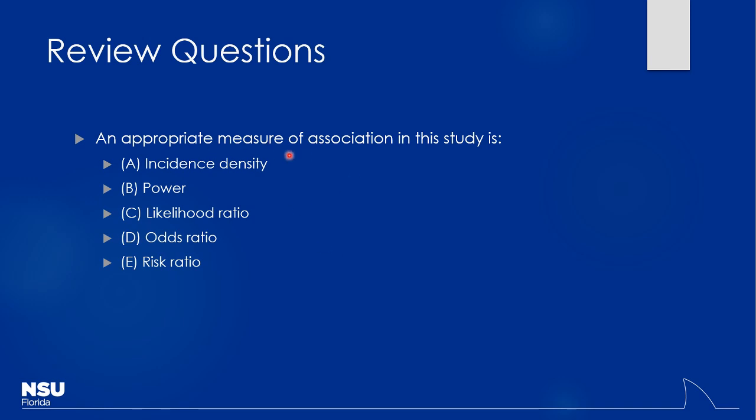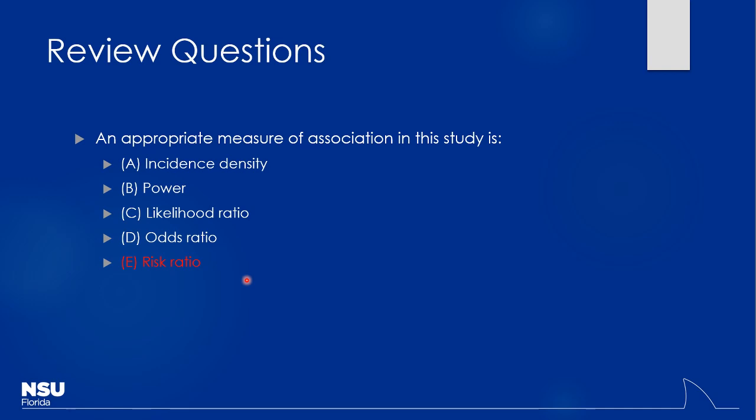An appropriate measure of this association of the study would be what? Should we look at incidence density, power, likelihood ratios, odds ratios, or risk ratios? What do they look at? What do you think? So in this case, I put people into either going to PA school or other grad school and look to see, do they have evidence of mental health? Risk ratio. You end up looking at risk ratios, right? Because I'm starting off with my groups defined.